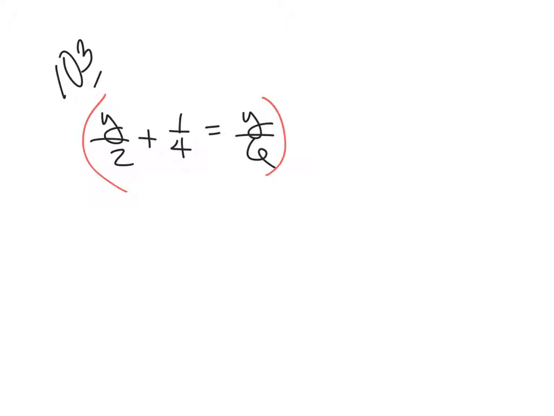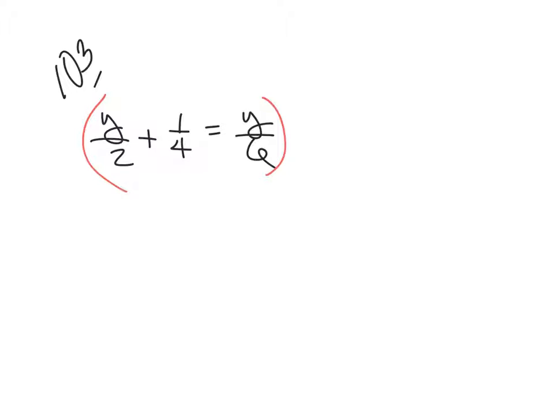So we put a parenthesis around the whole thing. Look for the common denominator of 2, 4, and 6, the smallest number that 2, 4, and 6 will go into. 12 is the smallest one because 6 goes into it, 4 does too. Now you could use a number like 24. That is a common denominator, but it's not the smallest one.